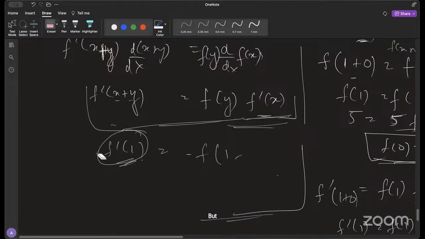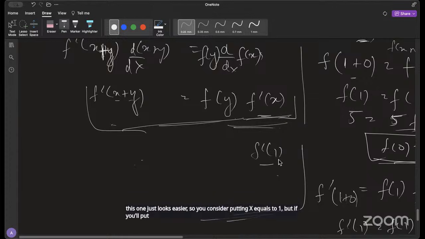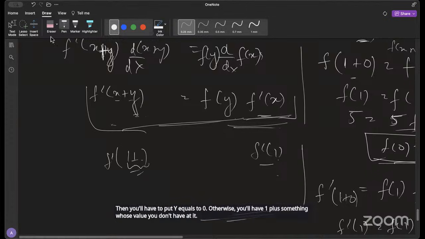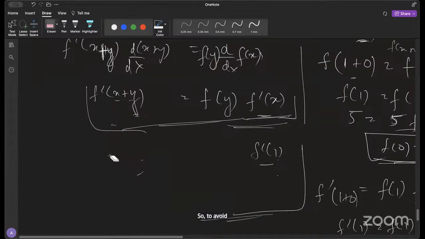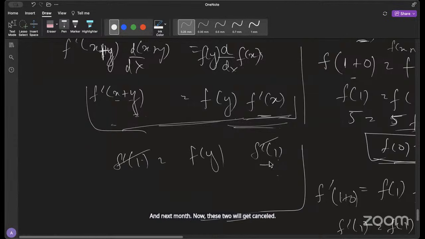But why taking y is equal to 0? The first thing that comes to mind is that you can directly put 1 here, right? This one just looks easier. So you consider putting x equals to 1. But if you put x equals to 1, then you'll have to put y equals to 0. Otherwise, you'll have 1 plus something whose value you don't have at f dash. So to avoid this, you'll have to put y equals to 0. But if you put y equals to 0, you'll have f dash 1 and f1. Now these two will get cancelled and you won't get the value of f dash 1.